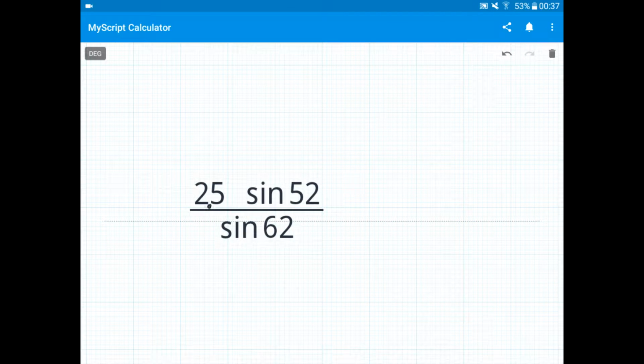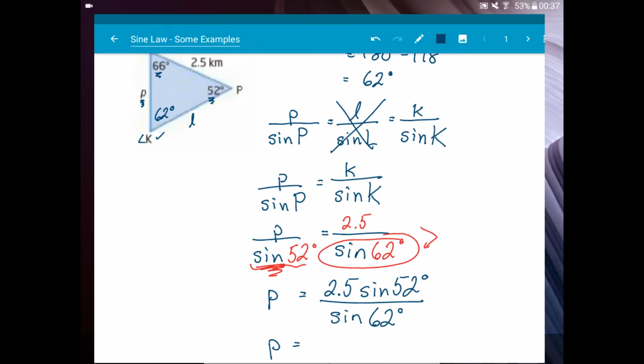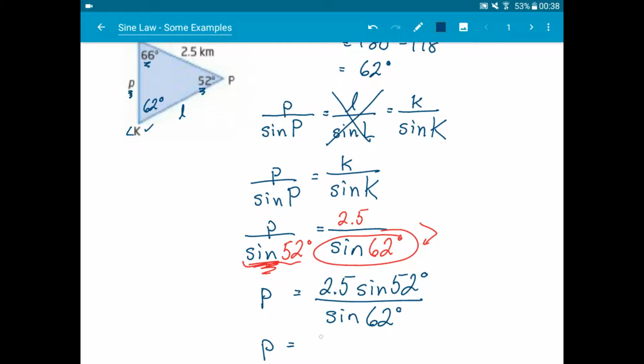Oh, it should have been 2.5, right? Let's see if we can make a correction on this. Yep, 2.23. I did remember. So this ends up being 2.23. We started in kilometers, so we end in kilometers. And there you go. That's all you have to do in order to find a missing side.